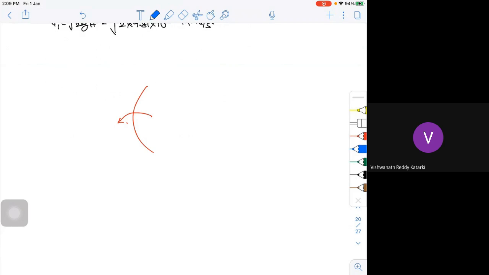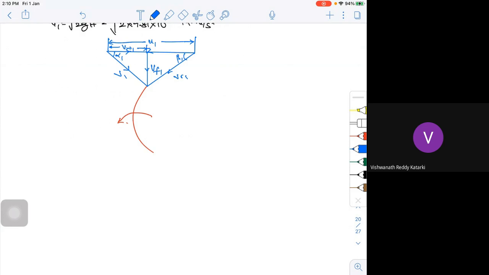If I try to draw the velocity triangle at the inlet, this is my VR1. Let me call this VR1, and I have my V1 something like this. This is my V1. Let me complete my triangle. This will be my U1. Okay. So this is my alpha 1. This is my beta 1. Here I can complete the triangle. So this will be my VF1, and this will be my VW1. I got my inlet velocity triangle.